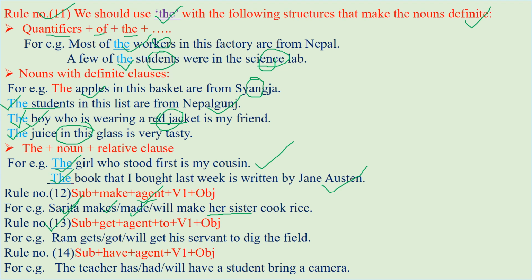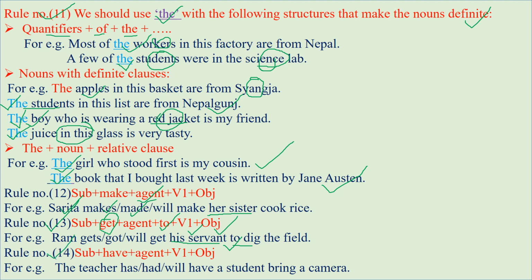Rule number 13. Subject plus get or got plus agent plus to plus verb 1 plus object. If there is get, got or will get, then we should use the to-infinitive. For example: Ram gets his servant, the agent, to dig the field. Ram got his servant to dig the field. Ram will get his servant to dig the field. So if there is get, got or will get, then we should use to before the verb.